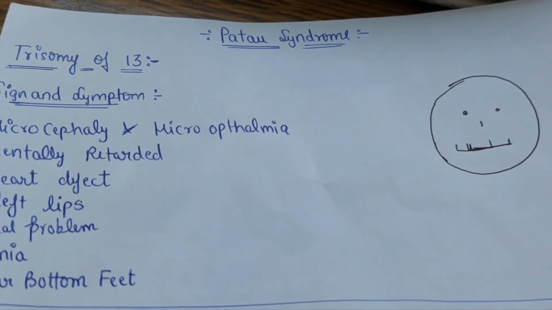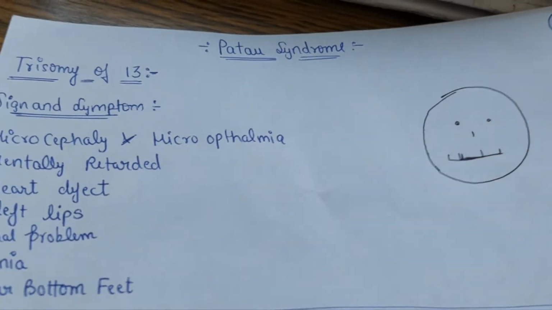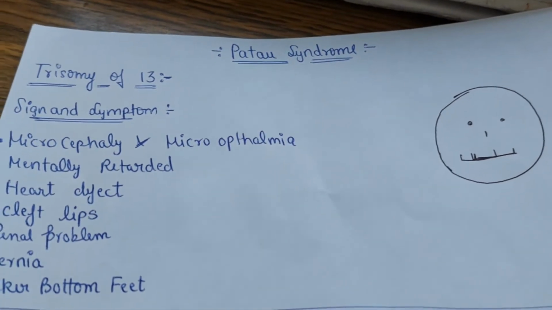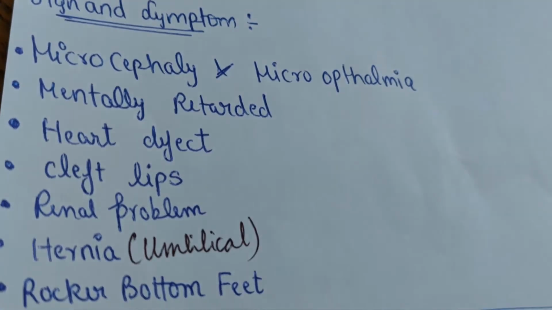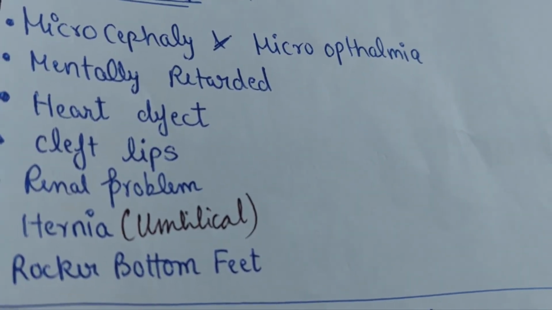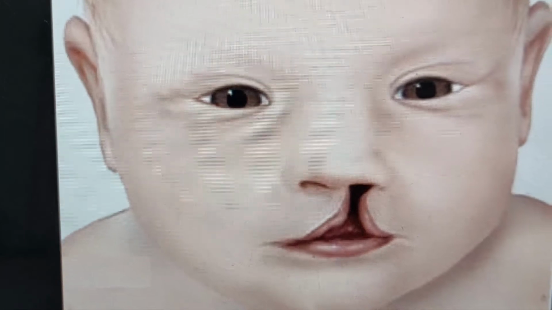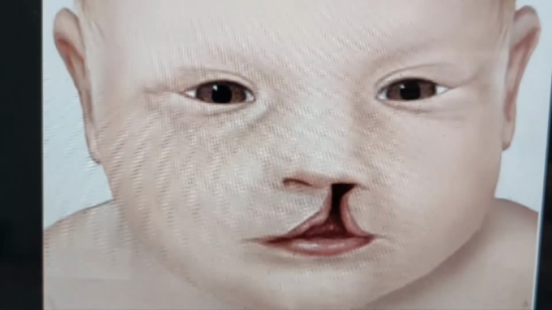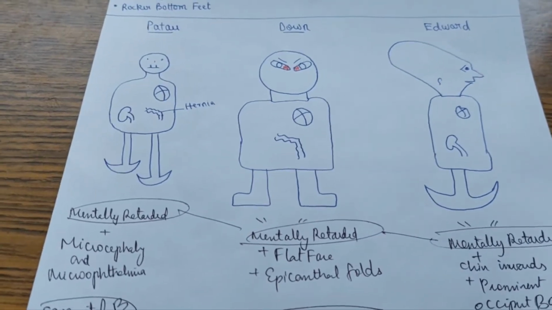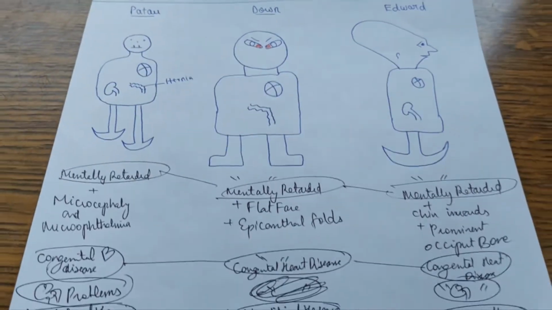The signs and symptoms of Patau syndrome are: the patient is going to have microcephaly, that means a very small head, and microophthalmia, that means very small eyes. The patient is mentally retarded. He has heart defects. He has renal problems. He has hernia, that is umbilical hernia, and rocker bottom feet and cleft lip. This is an example of what a cleft lip is.